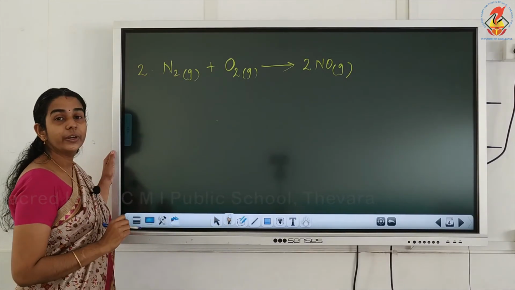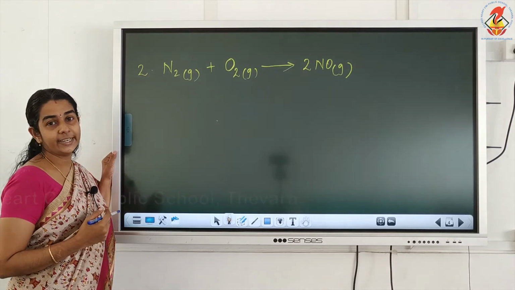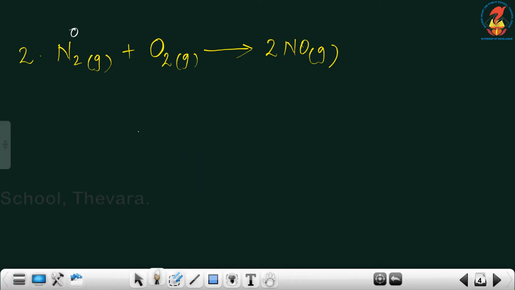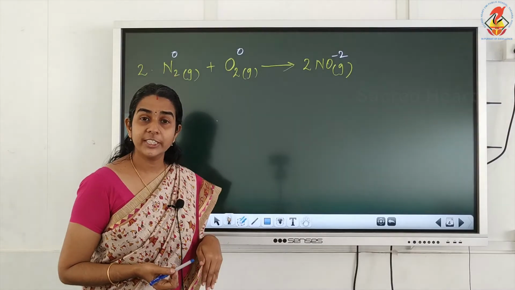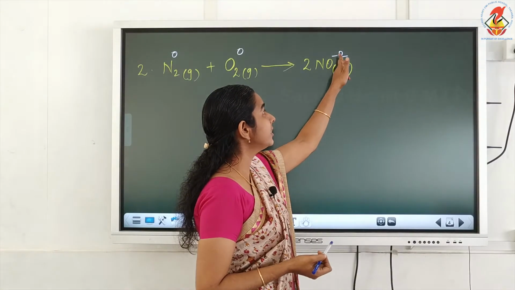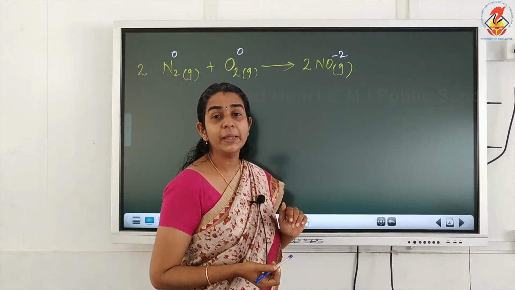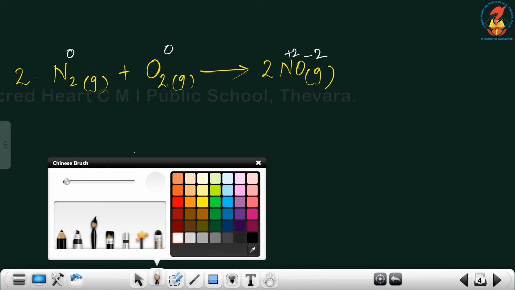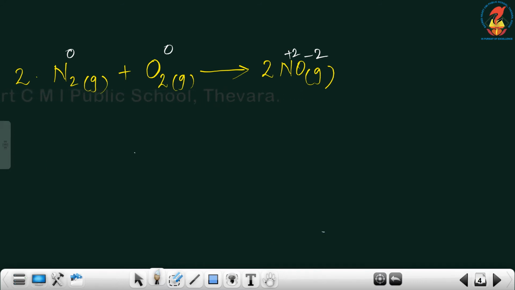So N2, it is in the uncombined or free state. In the free state, we know that the oxidation number or oxidation state will be 0. O2 also in the free state or uncombined state, so here also 0. Now here we know that oxygen oxidation state is -2. It is a neutral species given, so the sum of oxidation states should be equal to 0. So if oxygen is -2, for nitrogen it should be +2, and we have only one nitrogen, so here it should be +2.